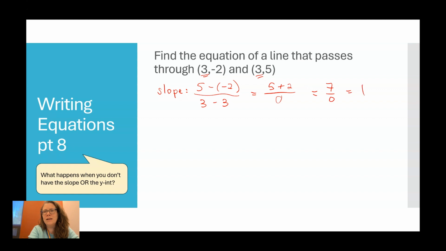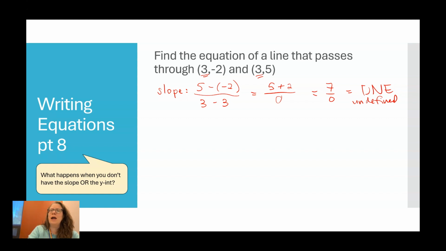This does not exist, or it's undefined, however you want to say it, because how could we take 7 somethings and split it into groups of nothing? We can't do it. So anytime you have 0 on the bottom, that slope is undefined.